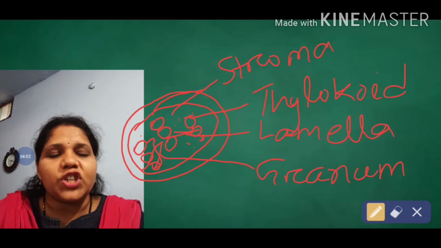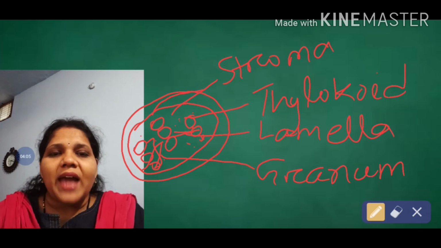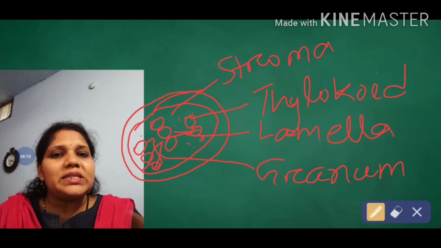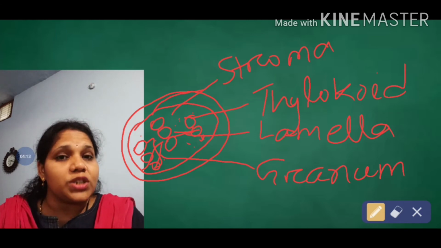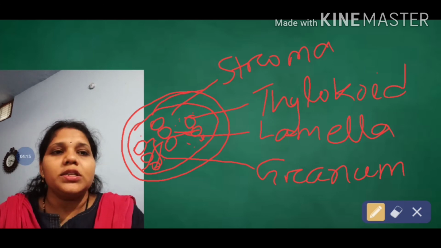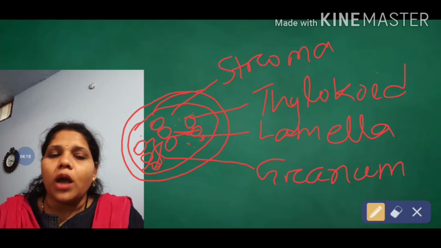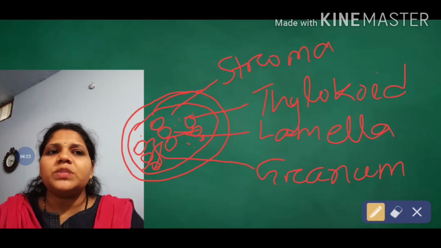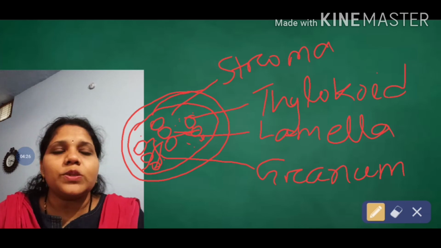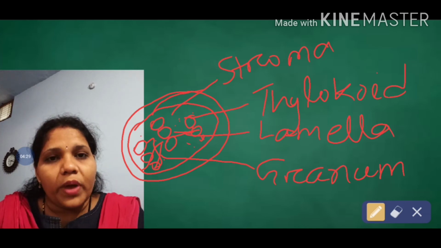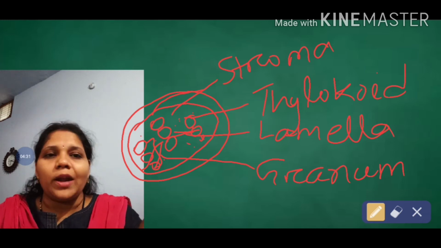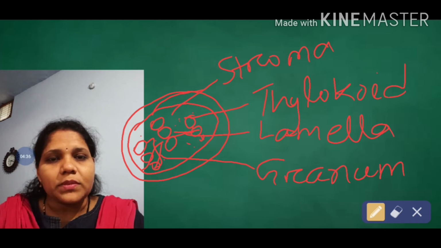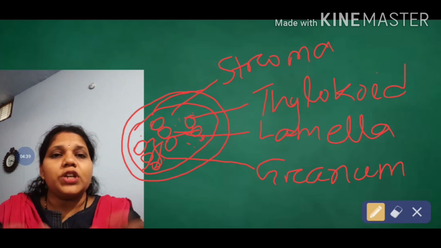Again I am repeating the structure. The chloroplast has a double layer structure which contains disc-like structures. One single disc-like structure is known as a thylakoid, whereas a stack of disc-like structures is known as a granum. The space which is present inside the chloroplast is known as your stroma, whereas the linkage between two grana is known as your lamella. So this is all about the structure of the chloroplast.